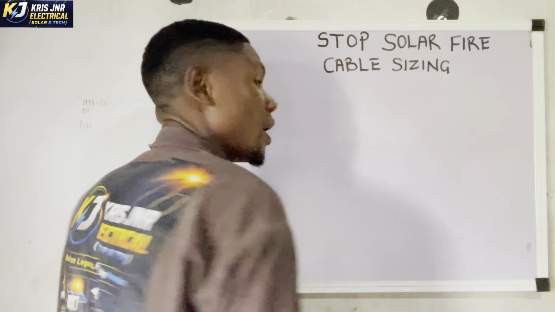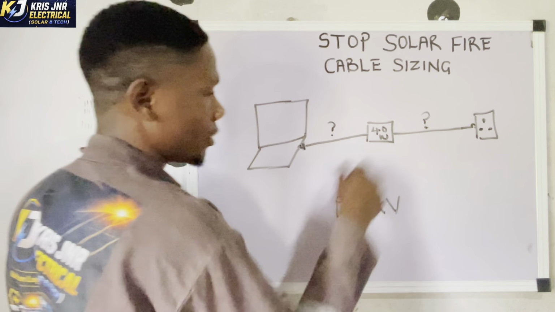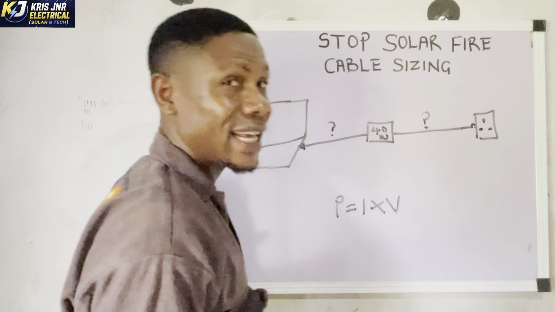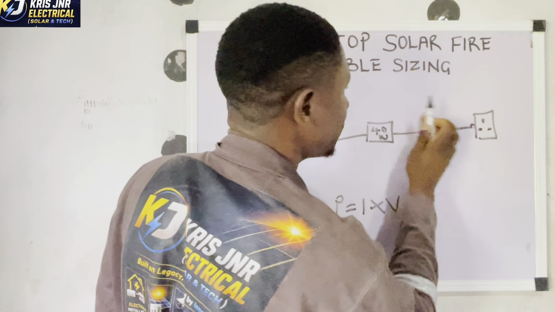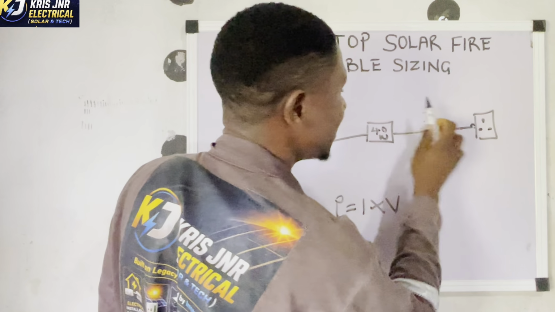Let's say this charger here is 40 watts, and it is drawing 40 watts through the system. We know the power formula, which is power equals current times voltage. We don't know the current that is flowing through the cable, but we know the power. As a 40 watt charger, it is drawing 40 watts. So the power here is 40, which is P. We don't know the current.